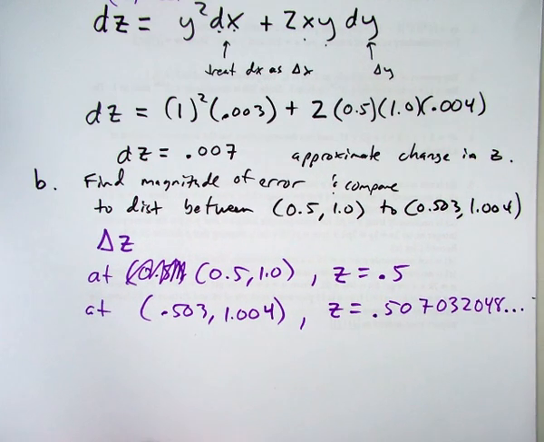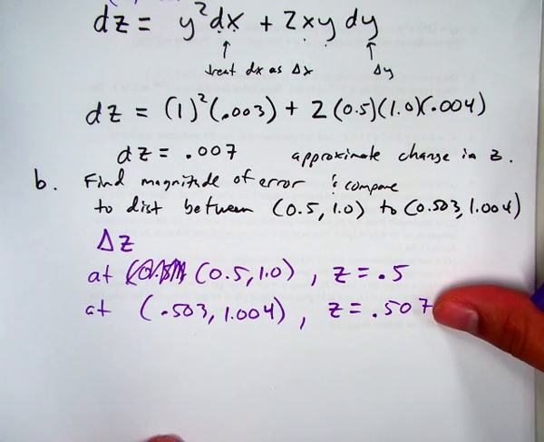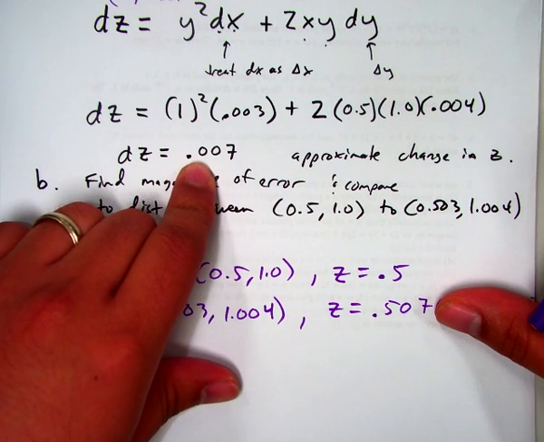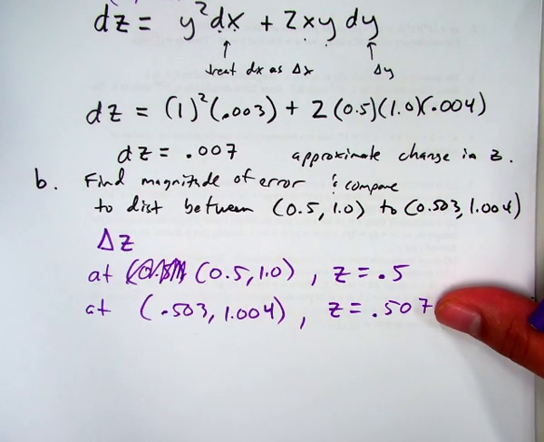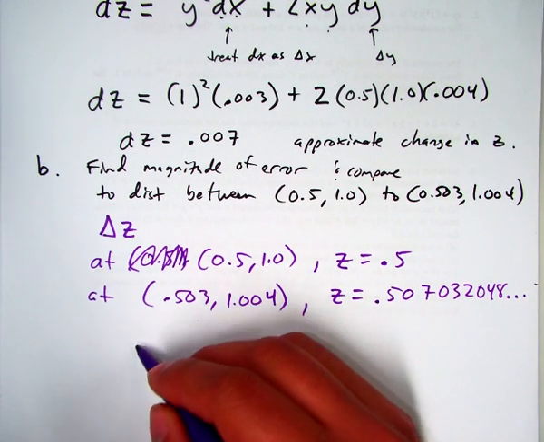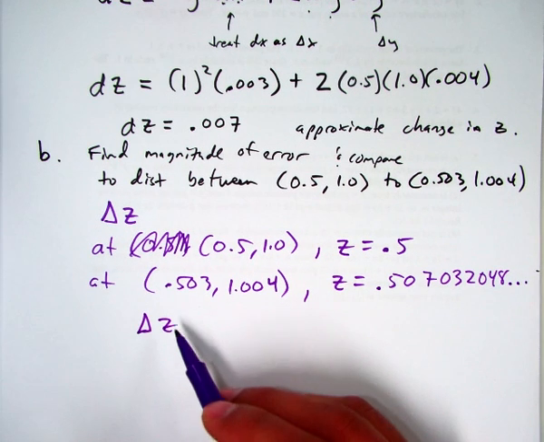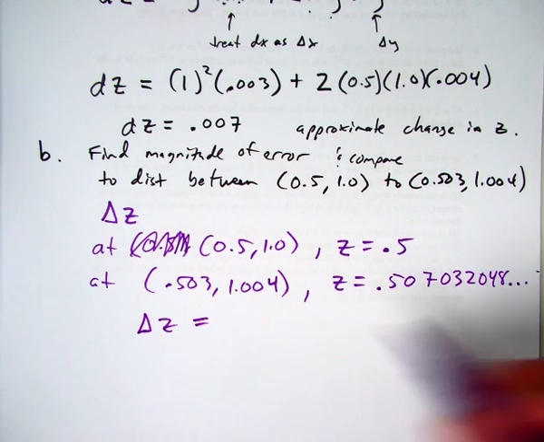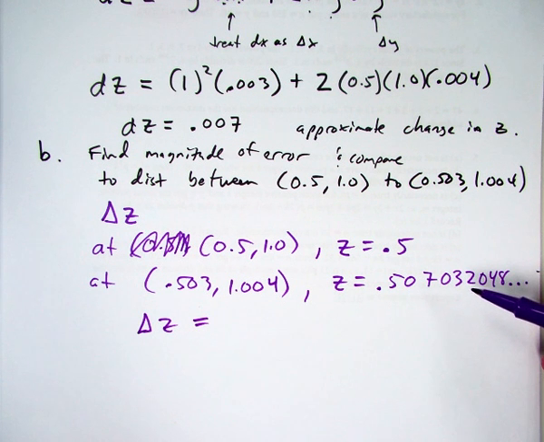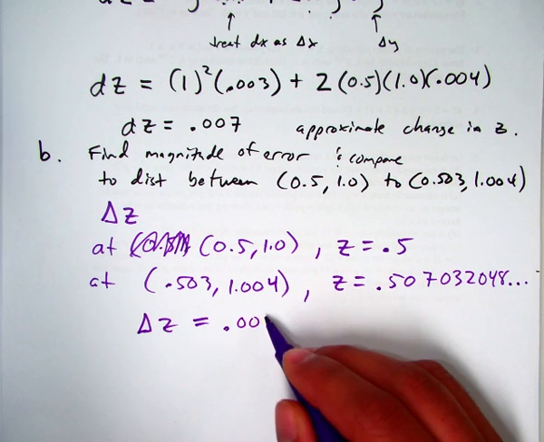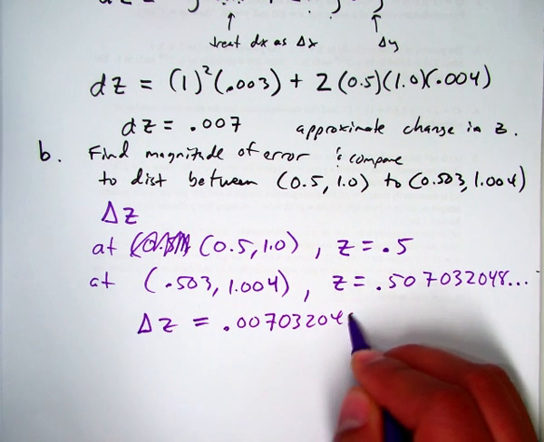Because if we say 0.507 and then our approximation is that it's 0.007, then what we have is a perfect, right? We know it's not. Okay, so we want to go a little deeper and get some more after that. Okay, so now the change in Z, which again, this is the real change in Z, right? Is going to be, if you subtract the value at 0.503, 1.004, and then minus the original value, 0.007032048, and so on.